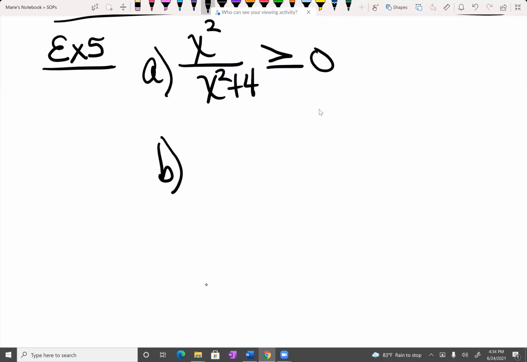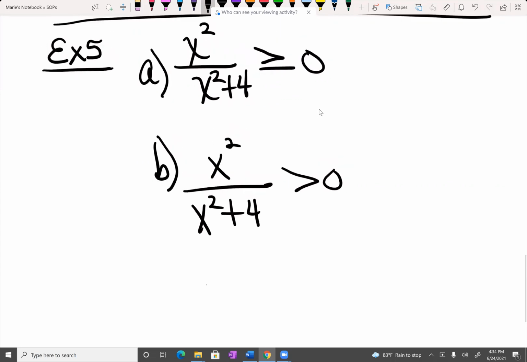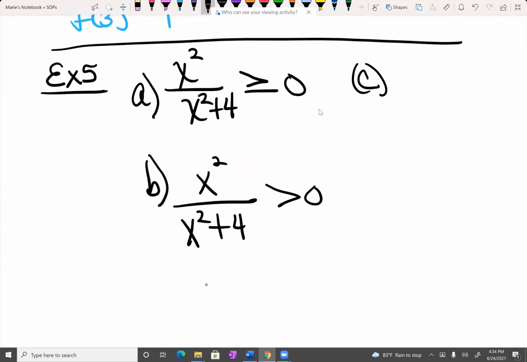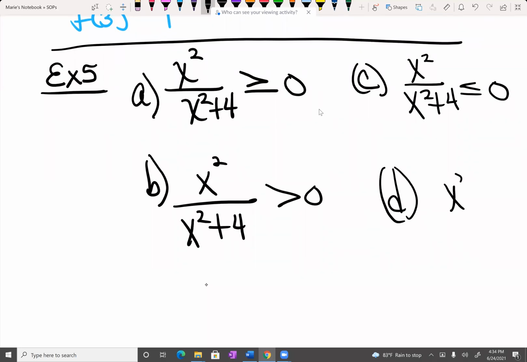In part B, same equation. I've got x squared over x squared plus 4, but this time I want it to just be greater than 0. And then for C, I've got x squared over x squared plus 4, and that's less than or equal to 0. And then for part D, I've got x squared over x squared plus 4, and that's less than 0.